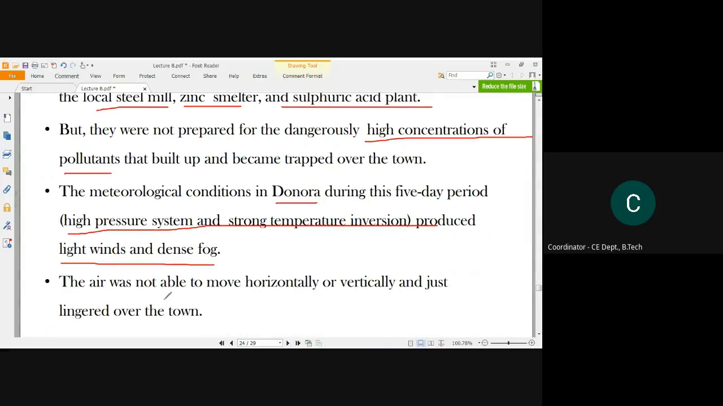The air was not able to move horizontally or vertically and just lingered over the town during the period of 5 days. So, this is not an event which happened suddenly. That event happened due to the simultaneous or continuous process of that particular location's environmental pollutant exposure. So steps have to be taken before that occurrence happens.